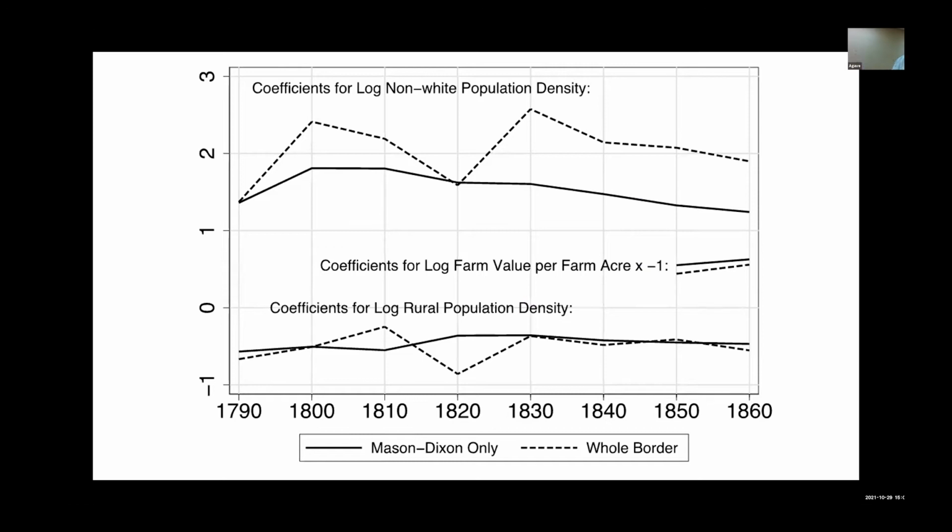This is not something that just starts in the 1860s. You can see the differences in non-white density, in overall rural density, in land use. You can see that push back basically beginning since 1790. So this is not a new thing. This is not something that just erupted in the 1850s.